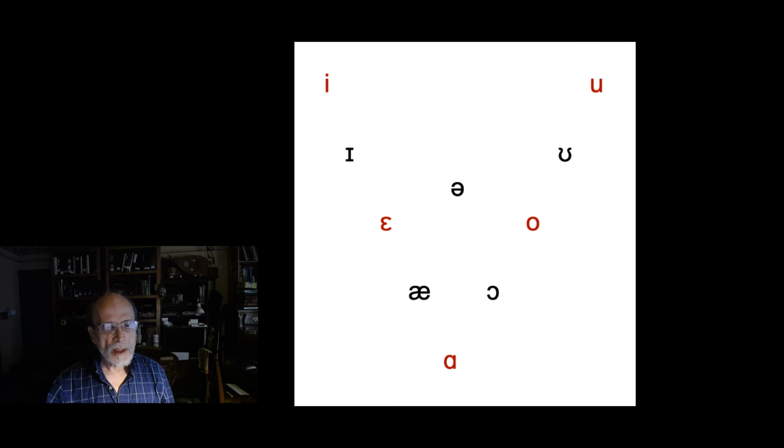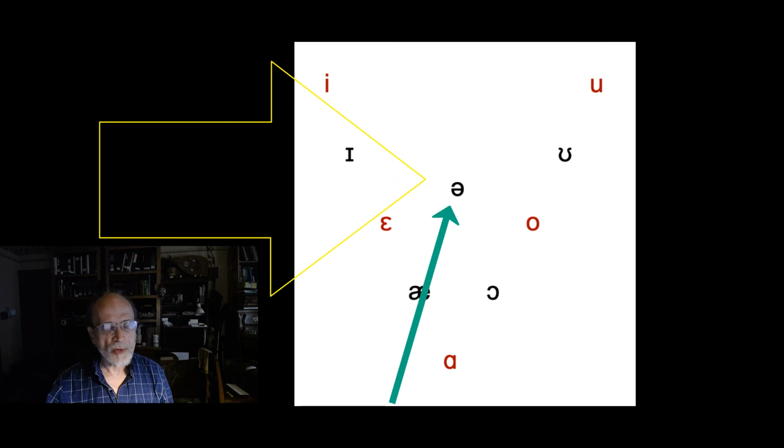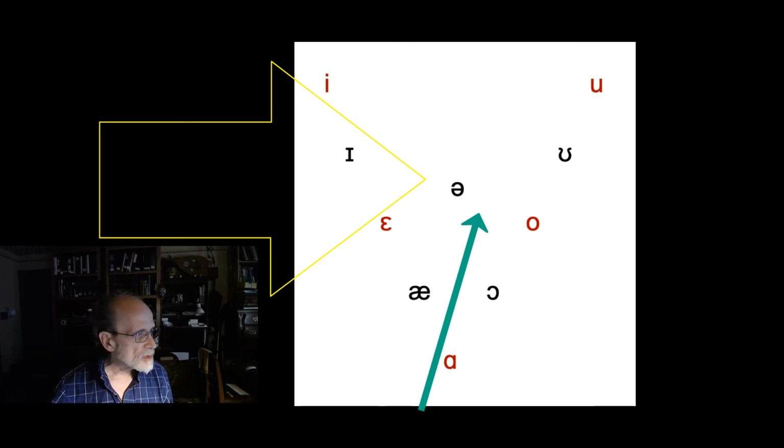In English, there are all these vowels here. This is English vowels. You go on, and then the most common vowel sound of all, this symbol here, the most common sound in spoken English. Let's see another one here. It's called the schwa.